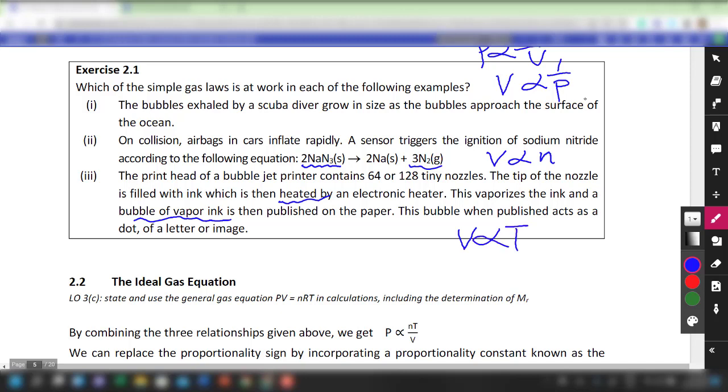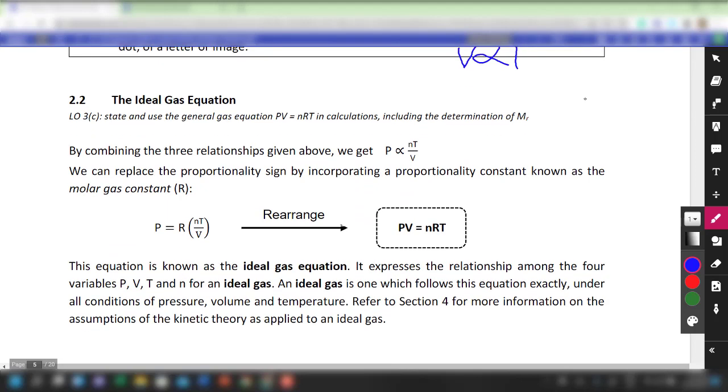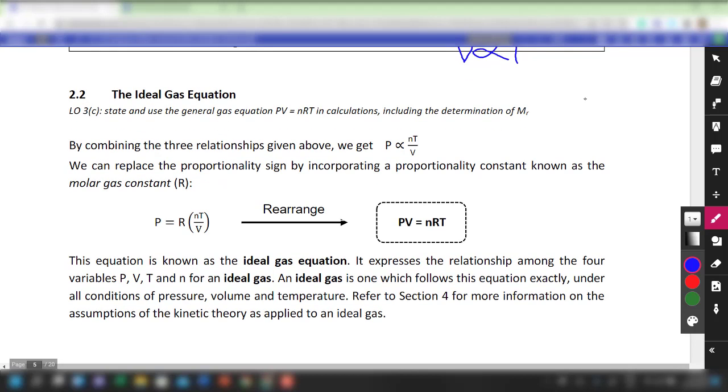Okay, then moving on to section 2.2 with what we call the ideal gas equation. This is probably the most important equation you need for H2 Chem. Famously recited as PV equals nRT, after you rearrange the expression. So PV equals nRT is something which you need to remember because it's not in your data booklet. So do take note.